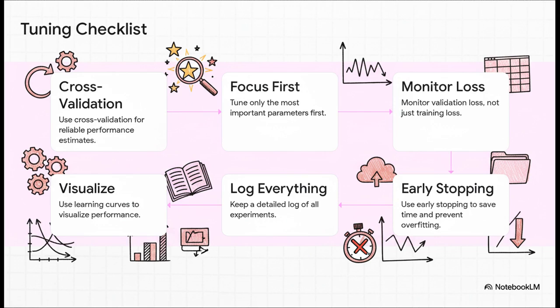Third, watch your validation loss like a hawk, not just your training loss. That's how you spot overfitting. Fourth, use early stopping to automatically cut off training when things stop improving. And finally, for goodness sake, log everything and visualize your results. This is what changes tuning from a guessing game into a real engineering discipline.